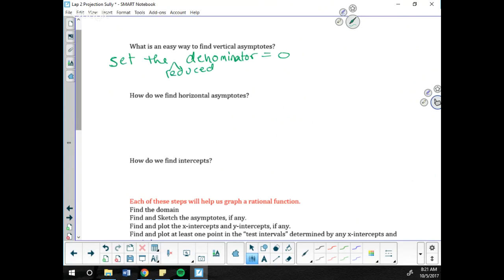And what I mean by that is if you have a rational function and you can simplify it by factoring and canceling things out, you should probably do that. Okay, so just a side note, little asterisk star, you should reduce rationals.